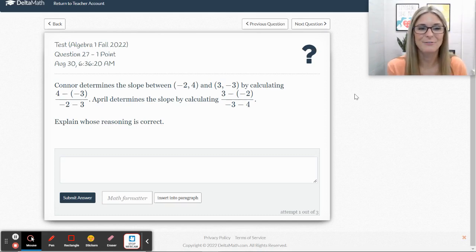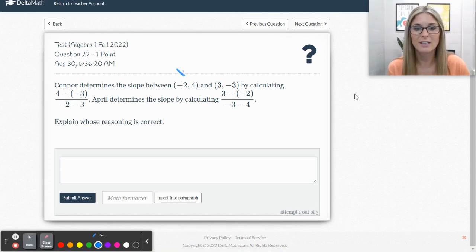This is number 27 from your review. Connor determines the slope between -2, 4, and 3, -3 by calculating 4 minus -3 over -2 minus 3. April determines the slope by calculating it a little bit different. Whose reasoning is correct? So let's see. This was X and Y, X and Y. These are first and second. What did Connor do? Let's see.